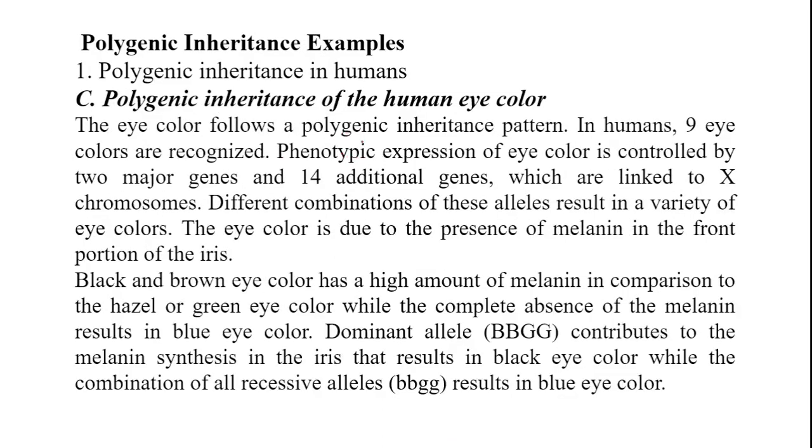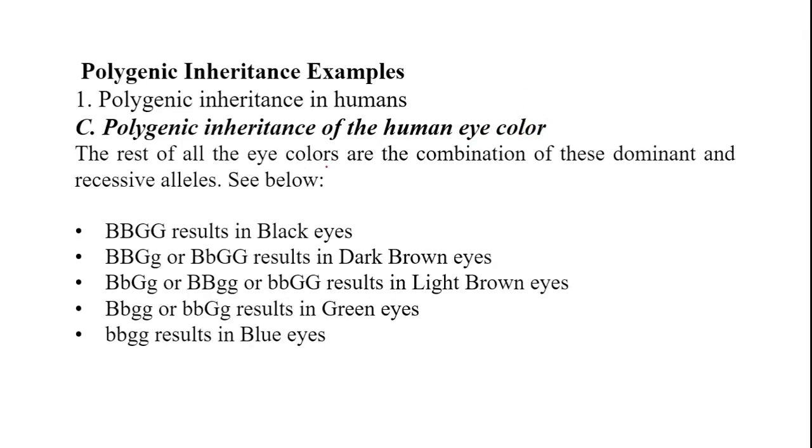Next, human eye color is also inherited by polygenic inheritance, where black eye color and blue eye color are crossed. Then it shows the ratio 1:4:6:4:1: black eye, dark brown, light brown, green, and blue eye. Light brown is the intermediate color. So this is the example with human beings.